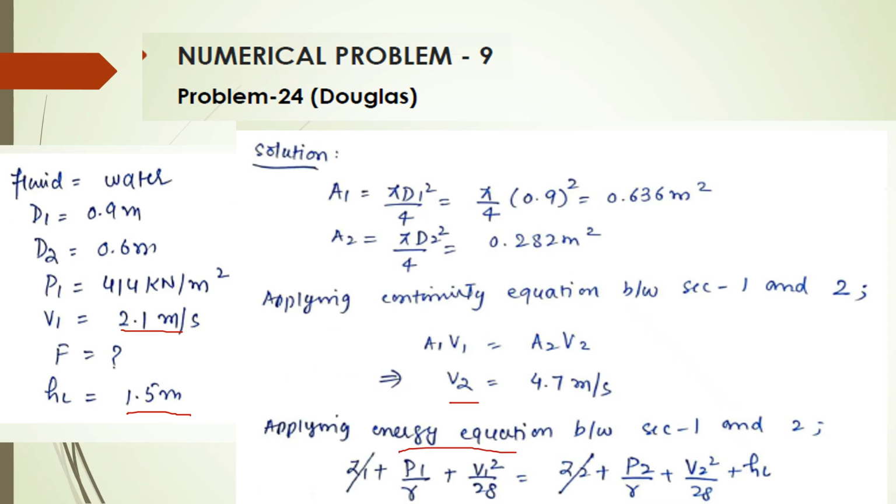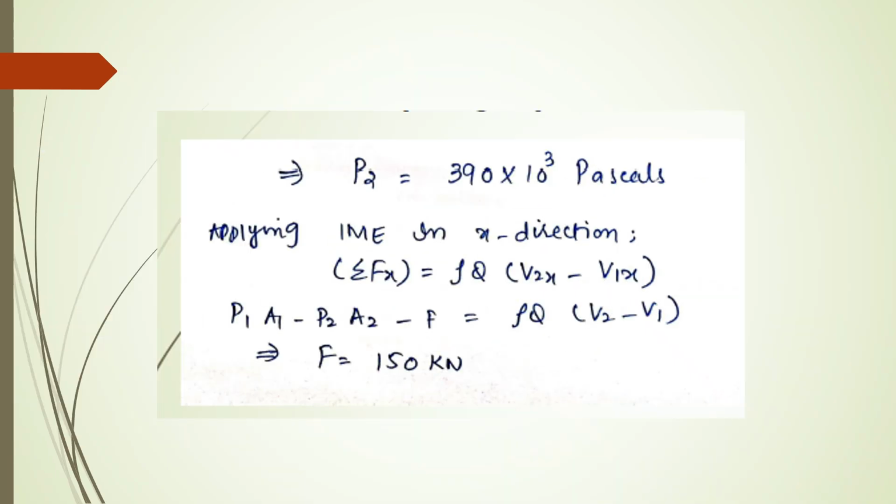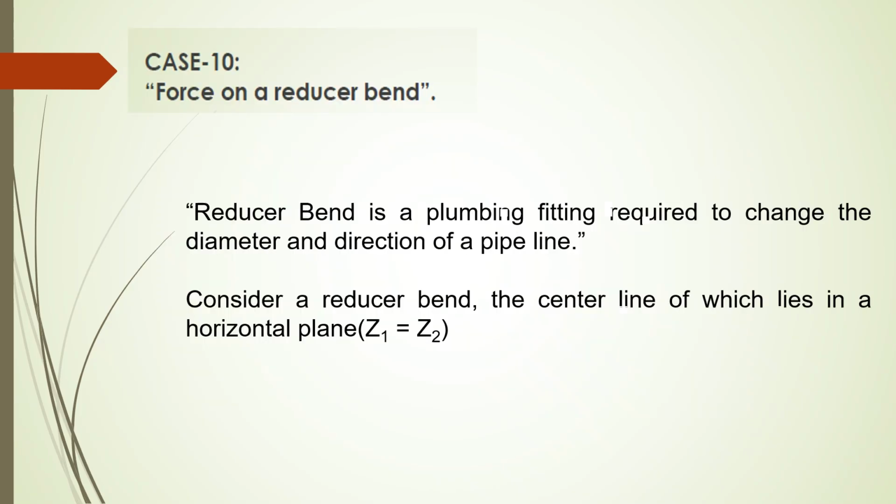Then the energy equation can be used to determine the other unknowns, such as the pressure P2. P1 is given, P2 is unknown. So you can use the energy equation to determine P2, and then you can apply the impulse momentum equation to determine your force. Okay, that is 150 kilonewton in this case. Force on a reducer bend.